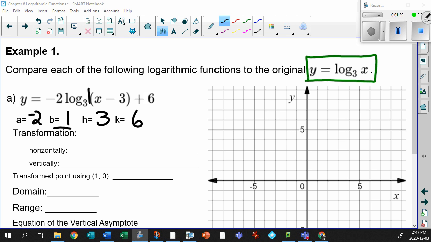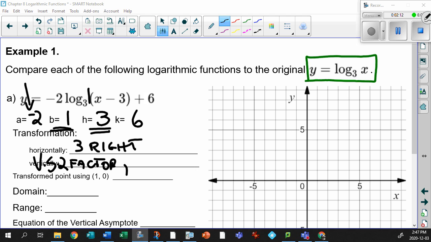Well, horizontally, there's no stretch, but we are moving. So we're going 3 to the right. Oh, that's nice. That's easy peasy. But how about vertically? Well, don't forget, this is a negative. Being that this is a negative, we are reflecting. But don't forget, your stretch is first. So we're going to stretch by a factor of 2. This is a vertical stretch, so I'm going to put a VS there, by a factor of 2.